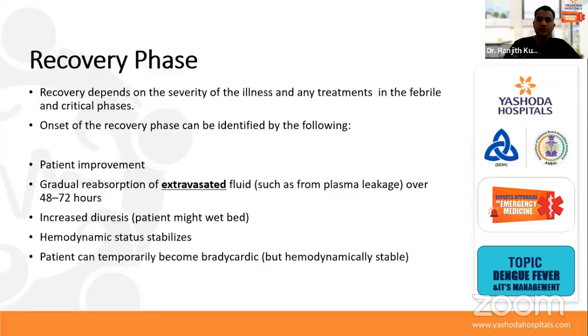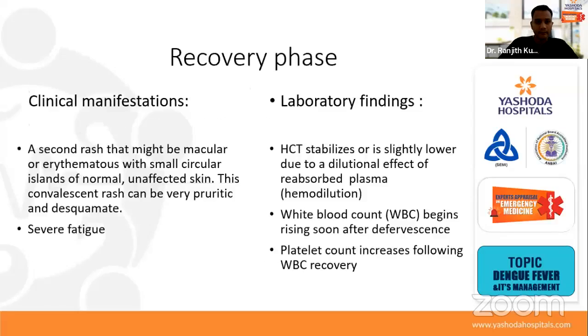Once this phase is done, the patients usually enter into the recovery phase, which usually lasts for 3 to 5 days, and it depends on the severity of illness or any treatments that the patient has received during the preceding days. This can be identified by a sense of improvement in the patient's behavior or normalcy of vitals, gradual resorption of the already leaked plasma, increased urine output, or some patients tend to become bradycardic during this phase, which is normal.